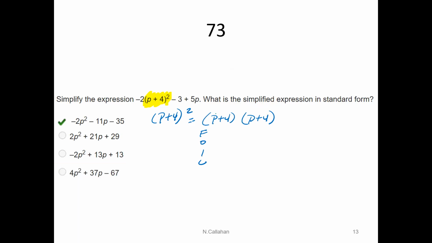FOIL stands for first, so p times p is p squared. Outer, p times 4 is 4p. Inner, 4 times p is 4p. And then last, 4 times 4 is 16. So fill that out first.